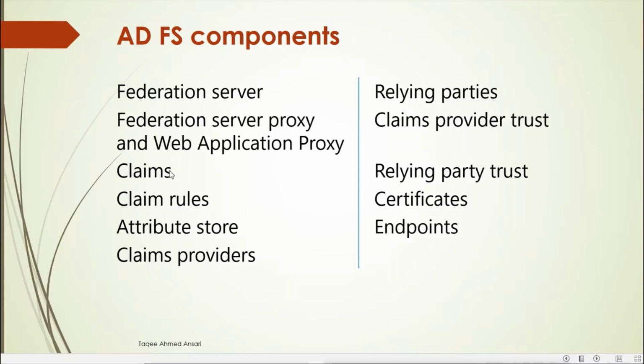Then claims, that means the identity for the users. Claim rules, that means how the claims can be accepted. Attribute stores, where the attributes are kept, and the claims provider, that means the server which is providing the claims, like Active Directory servers. Then relying party trust, claims provider trust, and certificate endpoints. For these certificate endpoints, we need the certificate also, and also the relying party trust, that is the web application server which is consuming the claims.